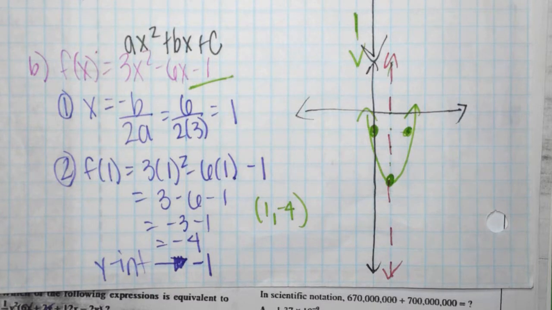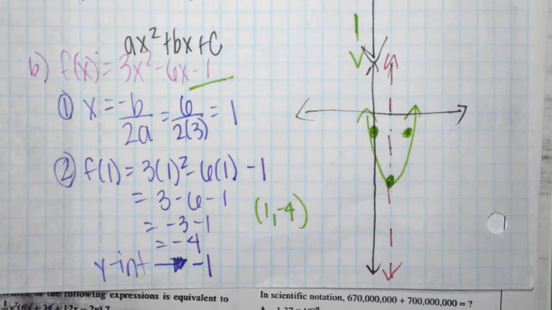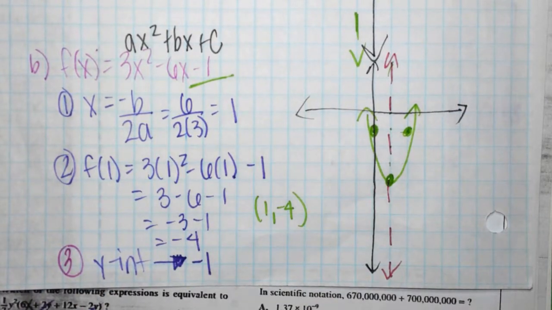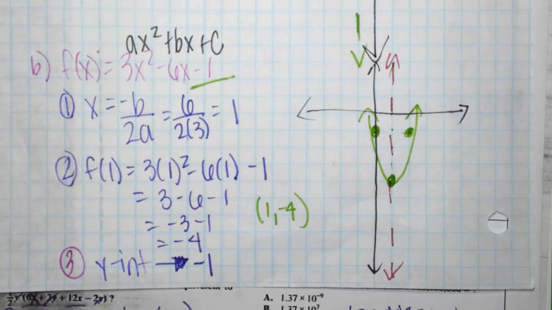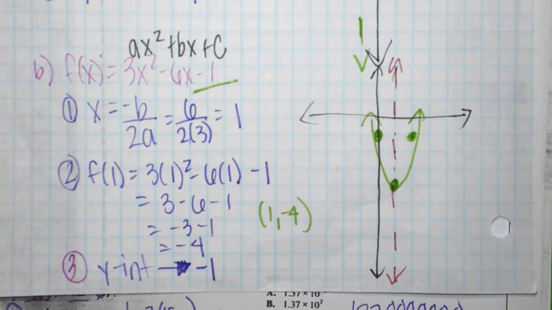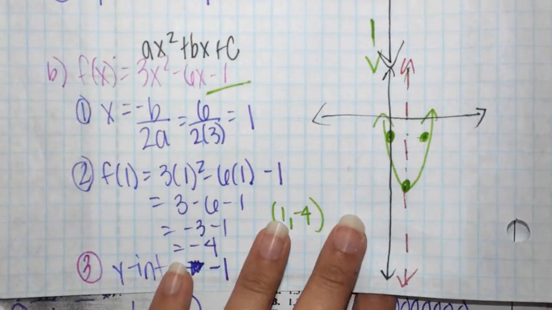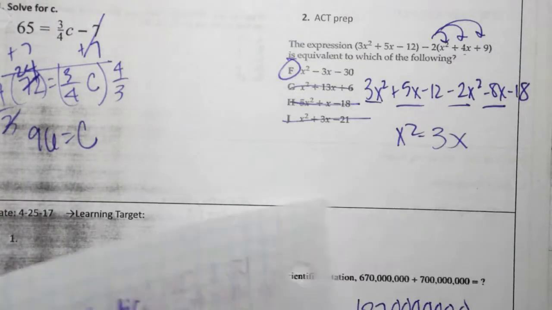Are we ready for C? All right, we're going to do C together because apparently we're still struggling. Does everybody have B written down? Are we ready? Okay, so C is negative x squared minus 6x minus 5.